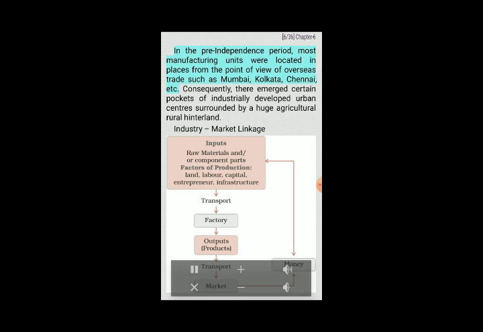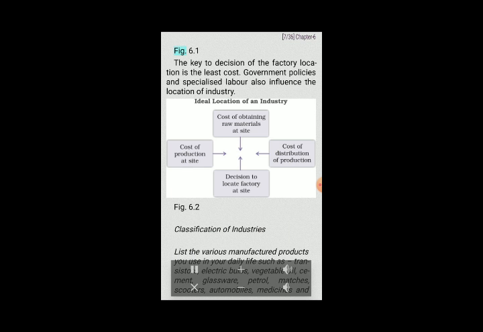In the pre-independence period, most manufacturing units were located in places from the point of view of overseas trade, such as Mumbai, Kolkata, Chennai, etc. Consequently, there emerged certain pockets of industrially developed urban centers surrounded by a huge agricultural rural hinterland.